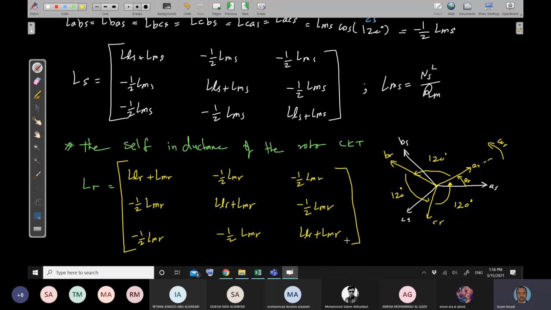Yes, so it's easy to write the rotor self-inductance. Simply, we calculate the LMR as a function of LMS; it will equal NR over NS squared times LMS. Now, in order to finish the model, I need to find the mutual inductance between the rotor and the stator circuit.